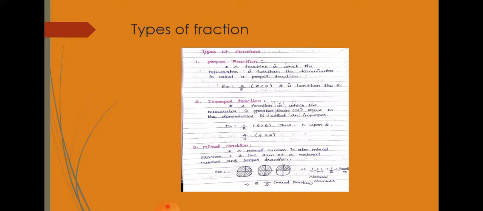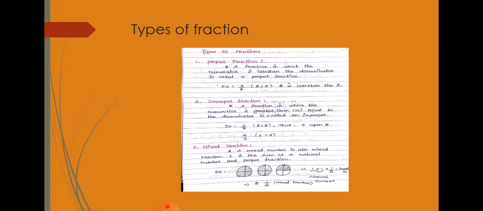Next I am going to give an explanation about types of fraction. Types of fractions. First one we are going to see is proper fraction. Proper fraction means a fraction in which the numerator is less than the denominator. That means 2 is less than 8. The denominator should be bigger, the numerator should be less. So 2 is less than 8. Here the denominator should be bigger, that is called a proper fraction.